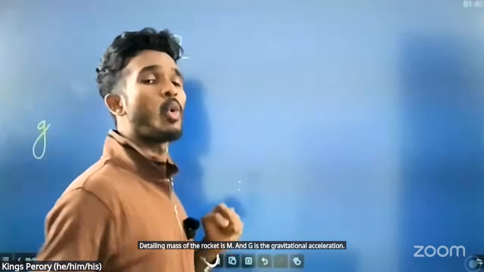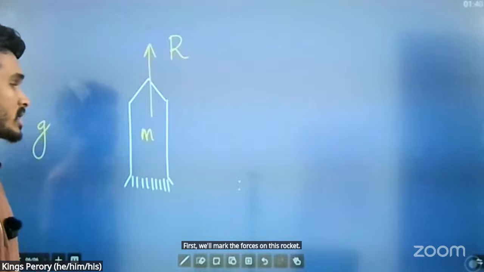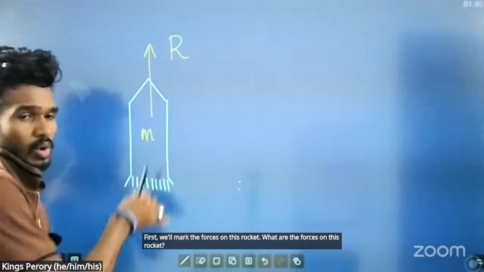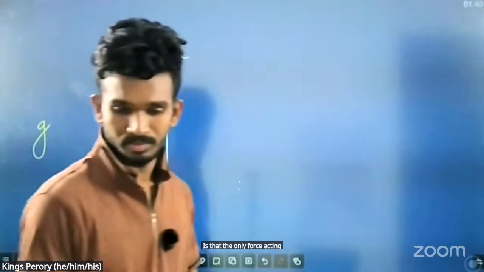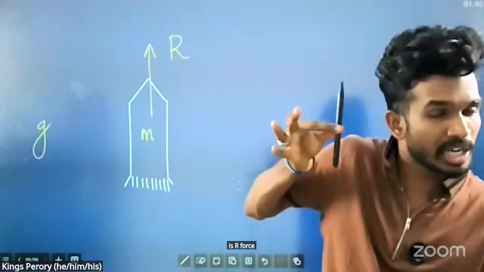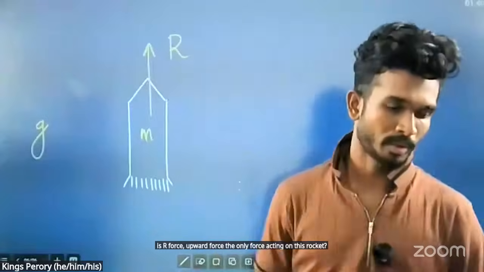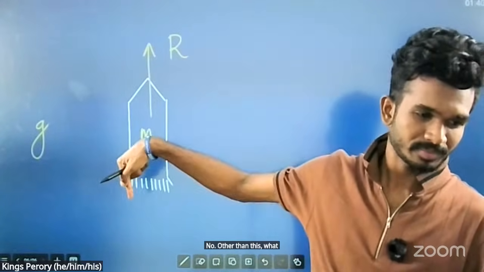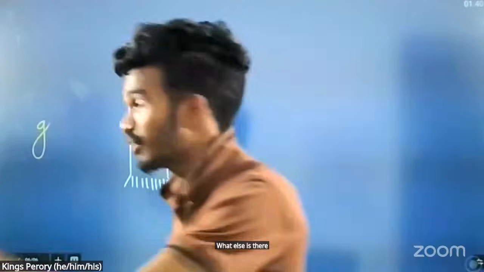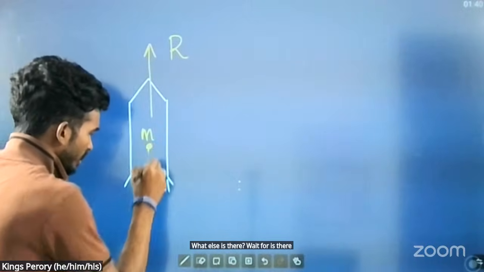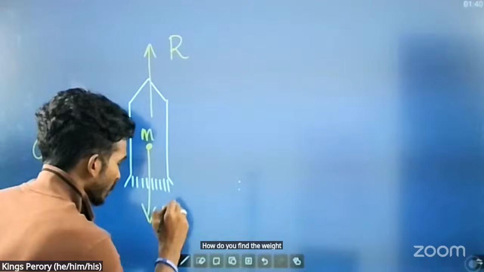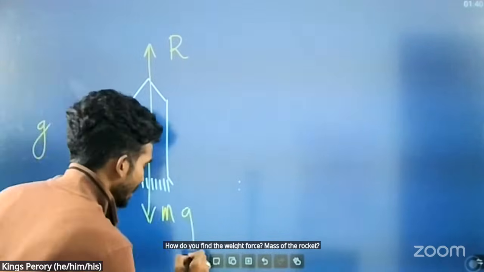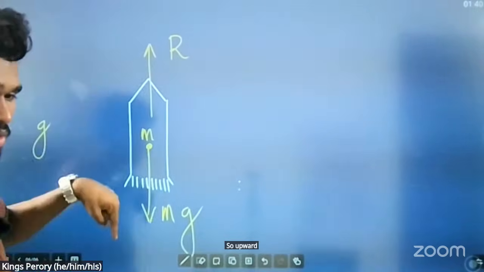First, we'll mark the forces on this rocket. What are the forces on this rocket? Due to burning of fuel, R force is acting up. Is R force, upward force, the only force acting on this rocket? No. Other than this, weight force is there. From center of gravity, weight force is acting down. How do you find the weight force? Mass of the rocket m multiplied by gravitational acceleration g, that is the weight force. So upward R force is there, downward weight force is there.